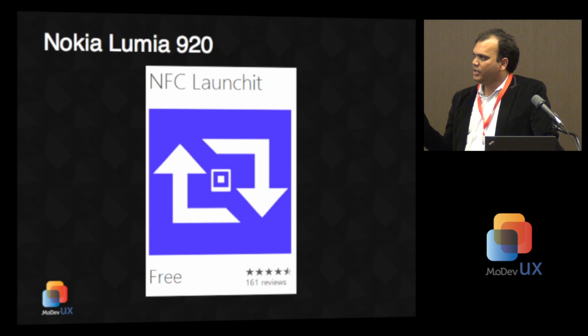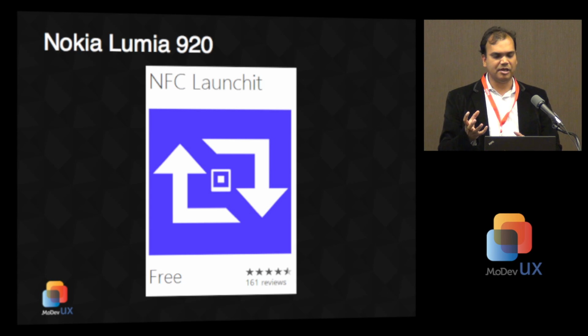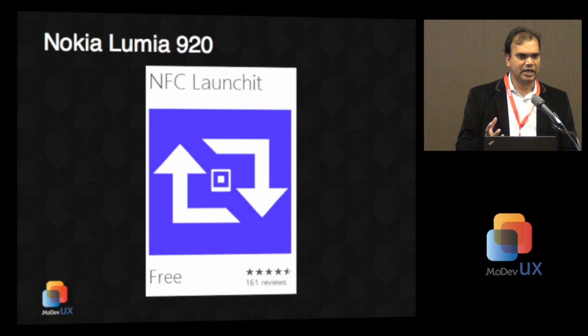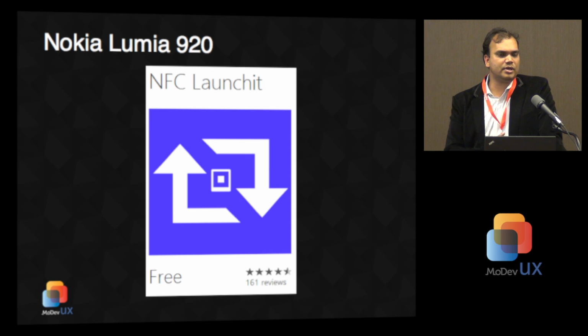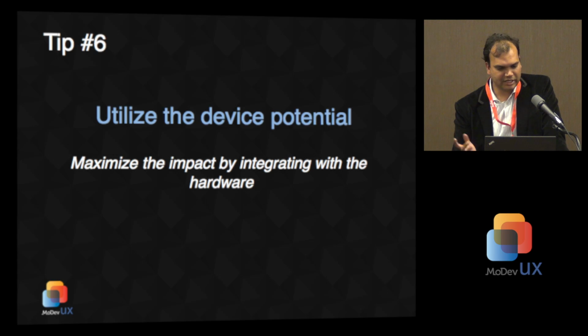So the point is, when you utilize the device potential, your app and device become like they're made for each other. Now it is inseparable from the device, and that makes it much more useful for the user, and that makes your app successful. So that's my tip 6: utilize the device potential.